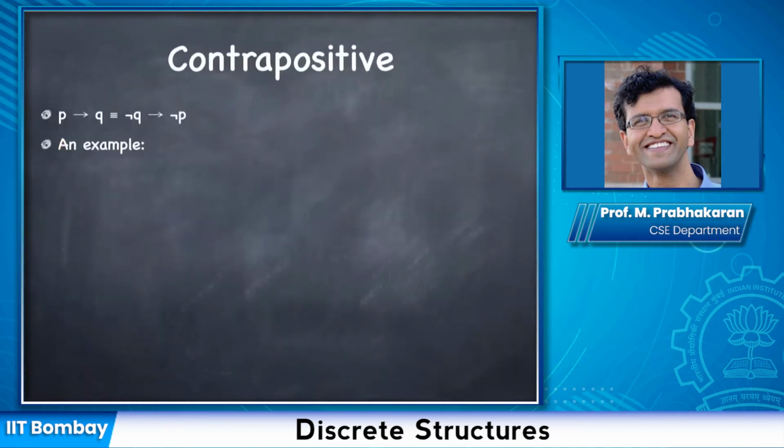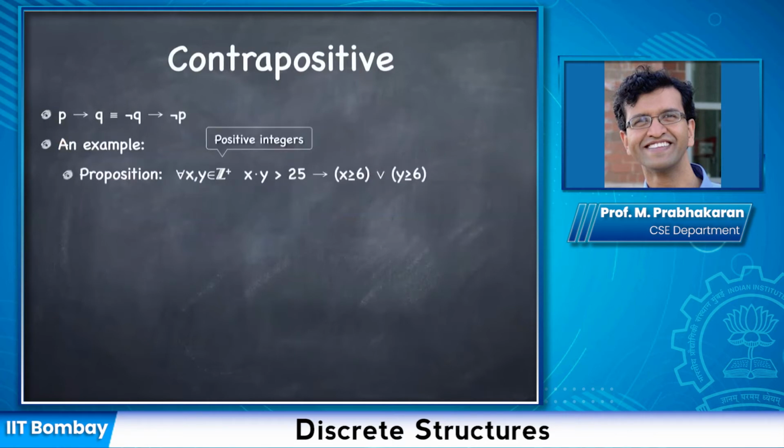As to why this is useful, here is a proposition which says that for all positive integers x and y, if x times y is strictly greater than 25, then either x is greater than or equal to 6 or y is greater than or equal to 6. So how do you go ahead proving this?